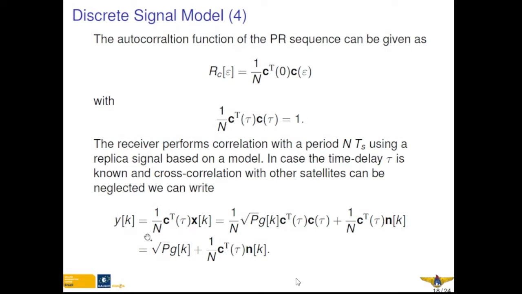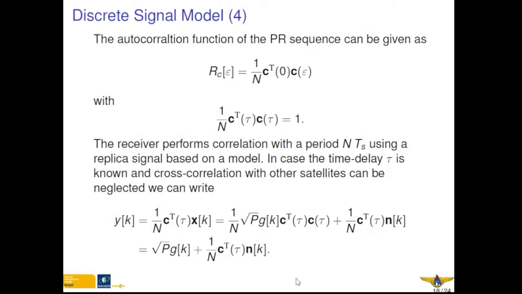We can now define y of k equals 1 over N c transpose of tau, and we correlate with the signal. And then we have the correlated part with the signal, and the correlation with the noise. The result is then again the square root of P times the navigation data signal plus 1 over N c transpose times the noise. So we have again at the output the data of the satellite plus the noise, and it's separated from all the other satellites.